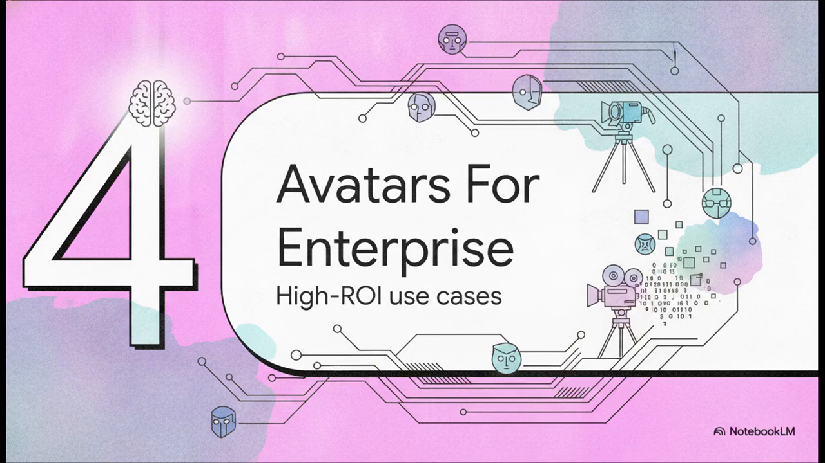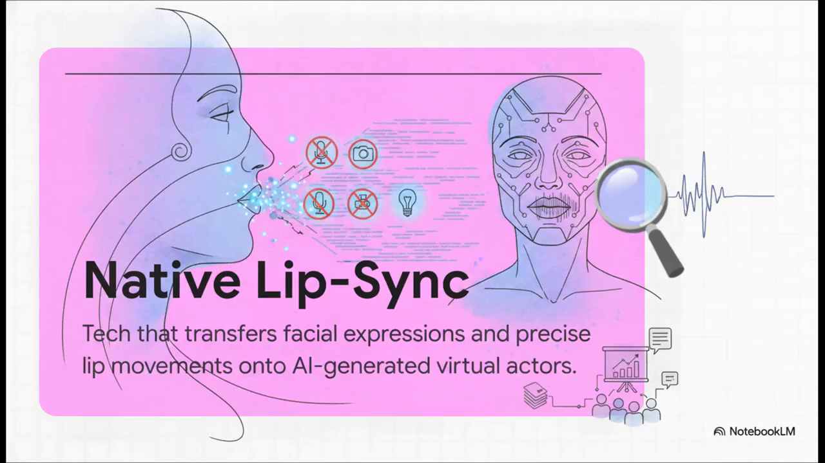Next up, Section 4, avatars for enterprise use. This is where things get super practical and high ROI. Through Act 1 and native lip sync tech, companies are fundamentally changing the game. Think about producing recurring corporate training, HR onboarding, or internal comms. They're doing this now without ever needing to set up a camera, mess with lighting, or hire an actor again. Never. You just type the script, and the AI avatar delivers it flawlessly.